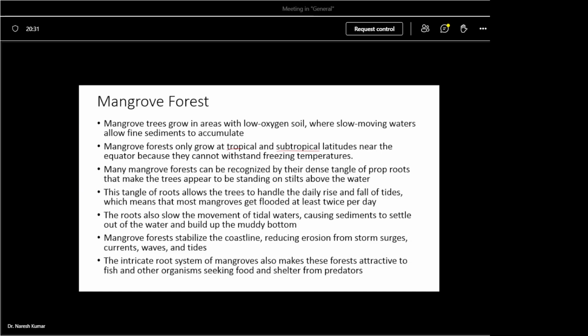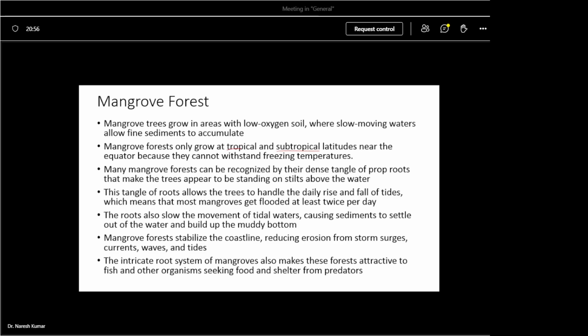Now you may be able to understand as we go in this course that sediments are one of the highly nutrient-rich components that is present in water bodies. And this allows buildup of muddy bottom. So mangrove forests stabilize the coastline. Okay, it stabilizes the coastline.